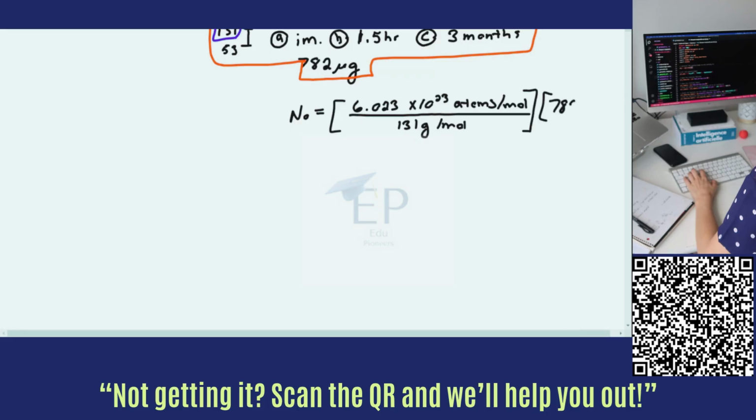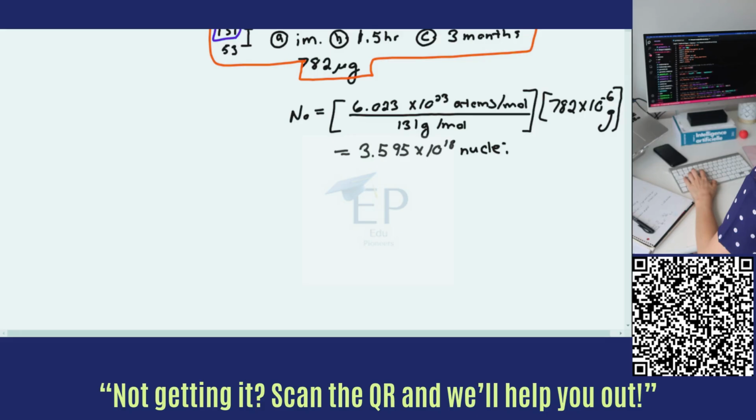So we have 782, but we want it in grams. So it would be 10 to the -6 grams. Now remember mu, because some physics professors really like that number for some reason. And you get this for your N0: 3.595 times 10 to the 18th nuclei. Okay. And just remember that.